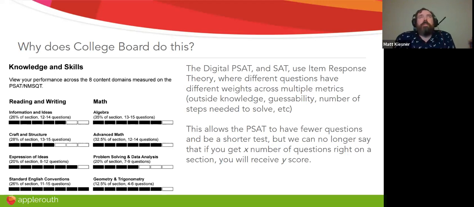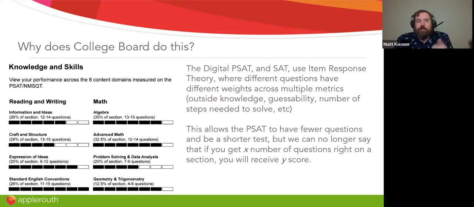So the problem with trying to present, hey, you missed 10 questions on the reading writing, and this is your score, is that one student missing 10 questions and then another student missing 10 different questions will produce different scores on there, and you can't build a scale like you would.